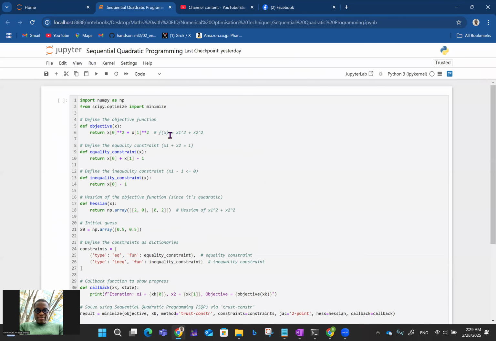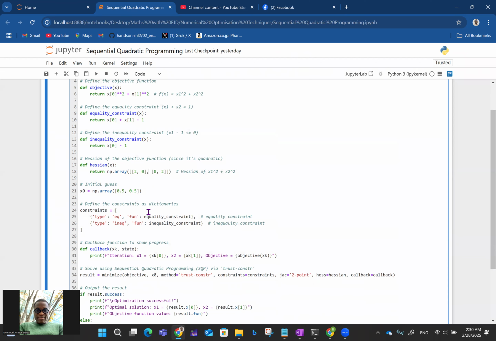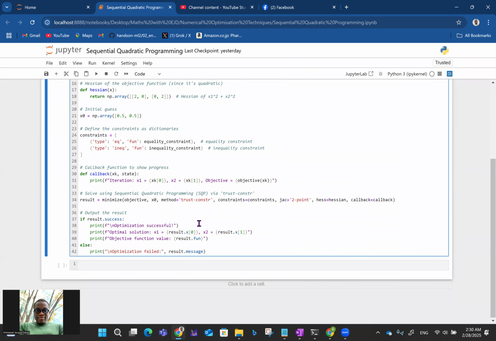All right, so what we have here: we define the function we are trying to minimize, x1 squared plus x2 squared. Then we have the equality constraint, x1 plus x2 minus 1 equals 0, that is, x1 plus x2 equals 1. It's better we transfer it so we can have it as a function g of x. Then we have the inequality constraint, x1 minus 1 less than or equal to 0. Then we have the Hessian of the objective function. Since it is quadratic, that is where we got our 2, 0, 0, 2 from; we do the second derivative of that expression. Then we have the initial guess, which is 0.5, 0.5. And of course, we have all of these other things.